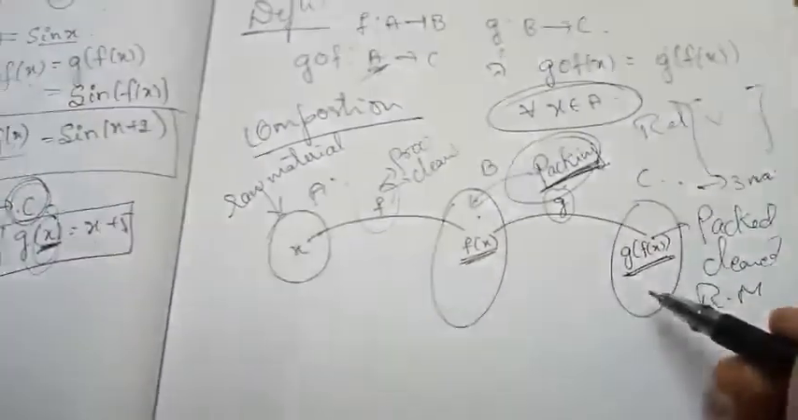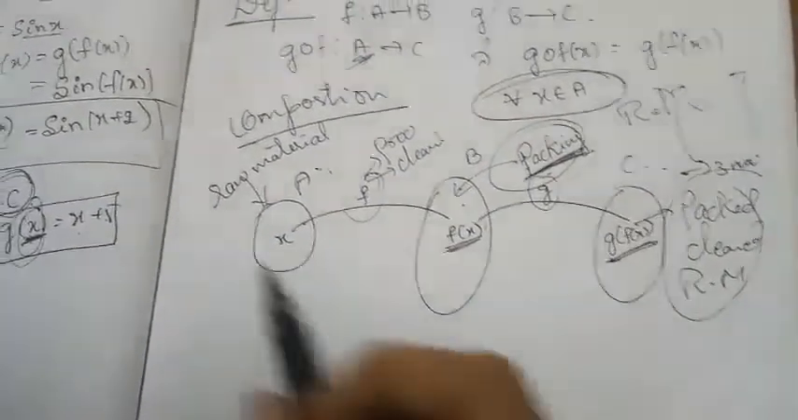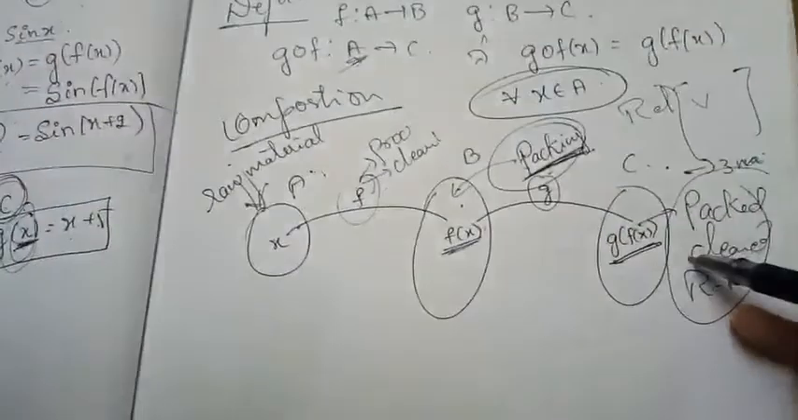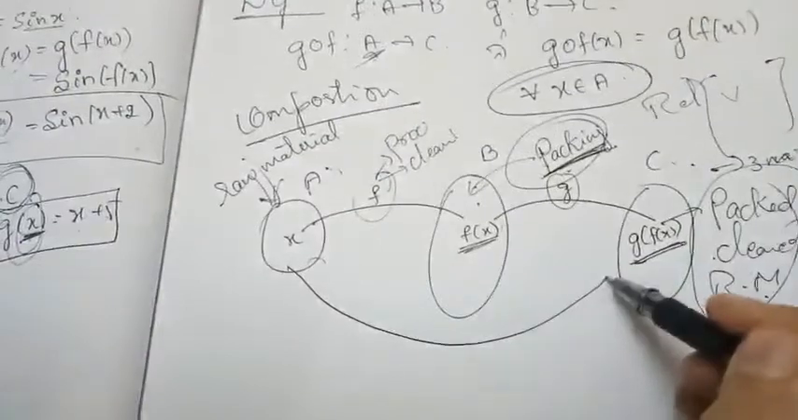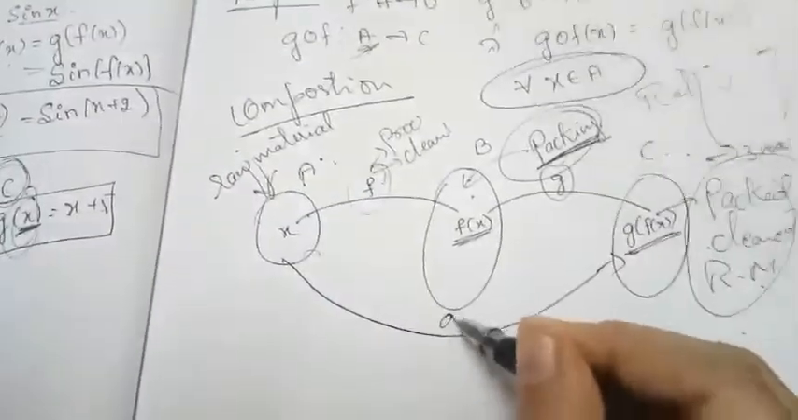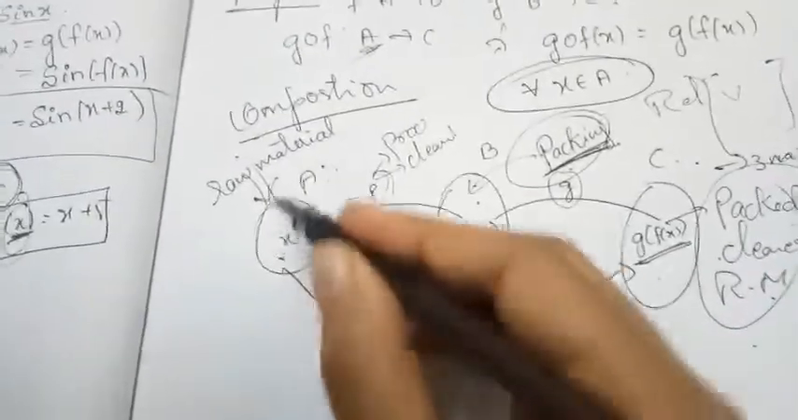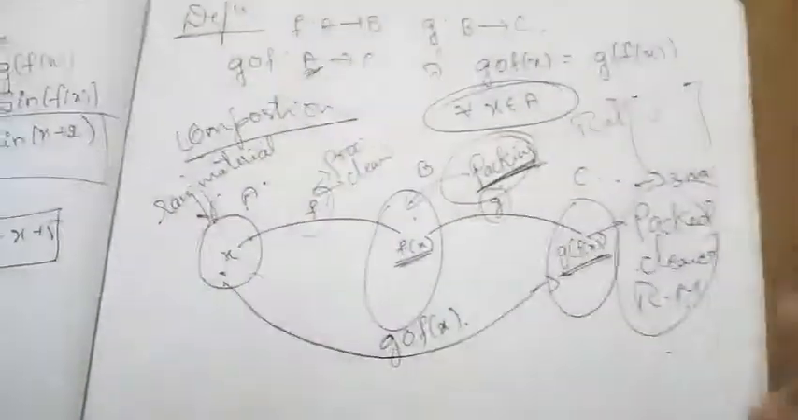So finally what did we get? Packed, clean raw material. What we are interested in is the final thing: we input some raw material and in the end we should get packed, clean raw material. So we are concentrating on this one, that is g of f of x. We input some raw material and in the final we should get packed, clean raw material.